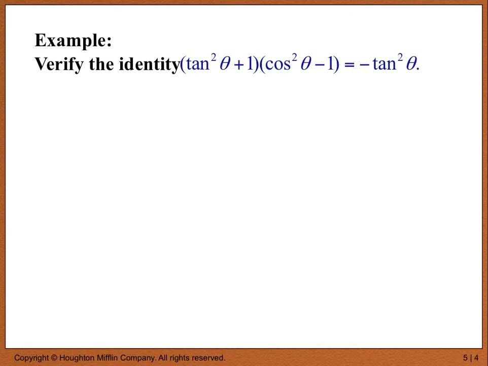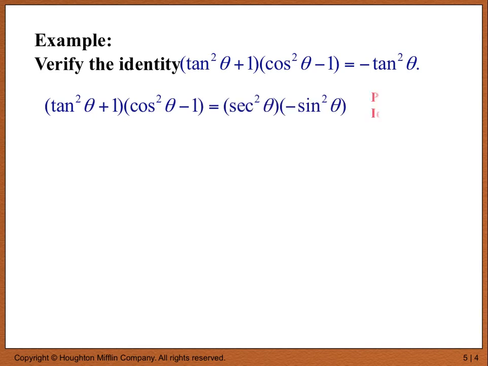Next example, verify the identity tan squared theta plus 1 times cosine squared theta minus 1 equals negative tan squared theta. Again, it's obvious which side is more complicated. The left side is more complicated. So let's work with that first. Tan squared theta plus 1 times cosine squared theta minus 1 equals secant squared theta times negative sine squared theta. Now let's see why this is true.